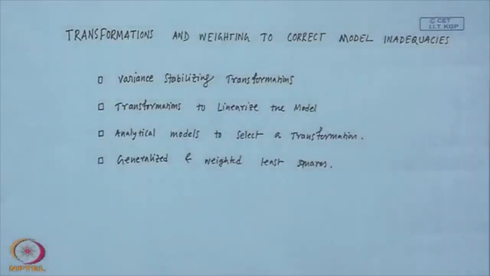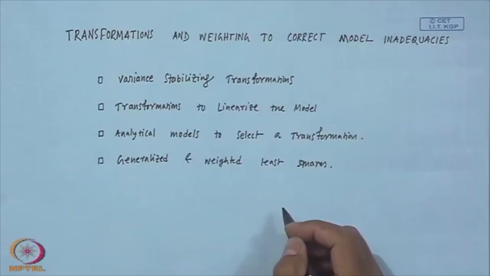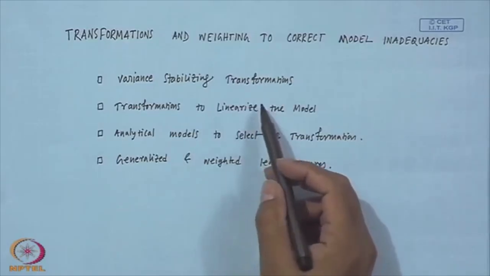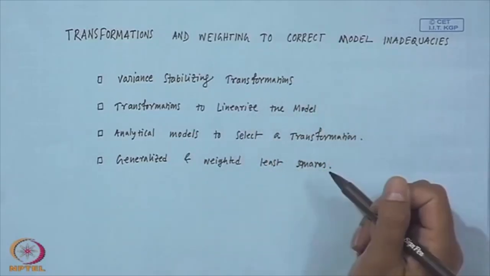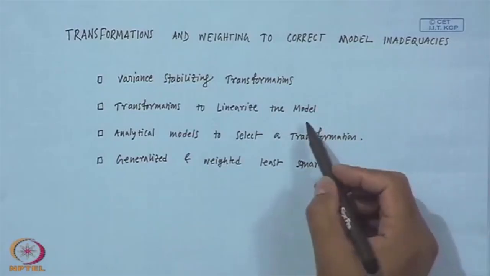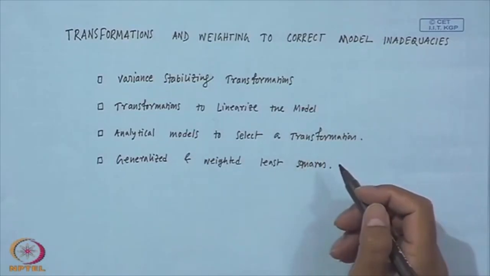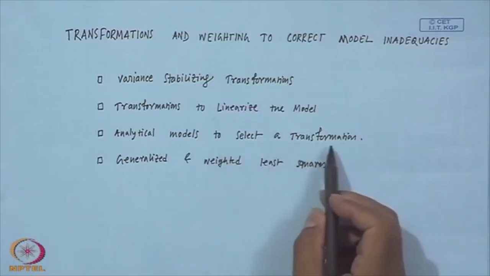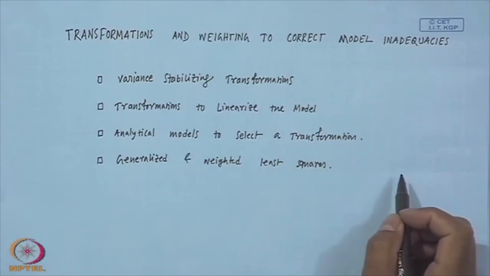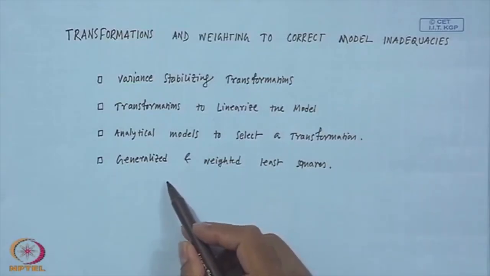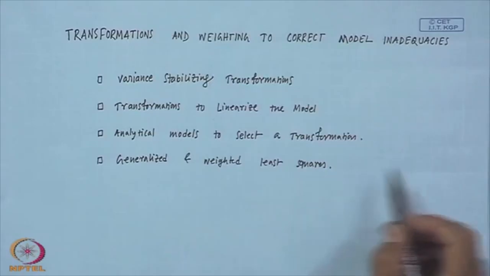Hi, so today we will start a new module called transformations and weighting to correct model inadequacy. Here is the content of this module. It consists of variance stabilizing transformations, transformations to linearize the model, analytic models to select a transformation, and finally generalized and weighted least square.